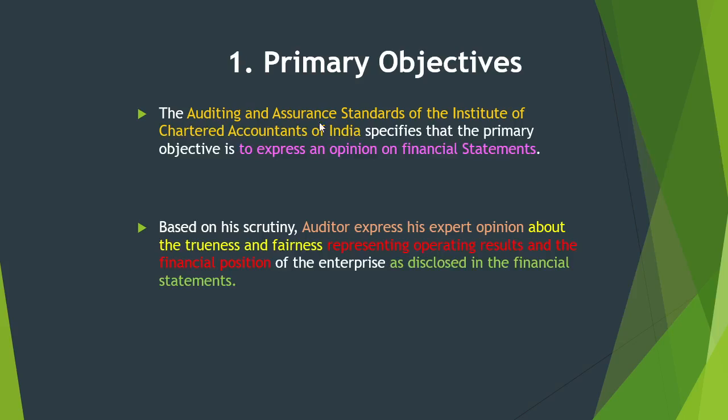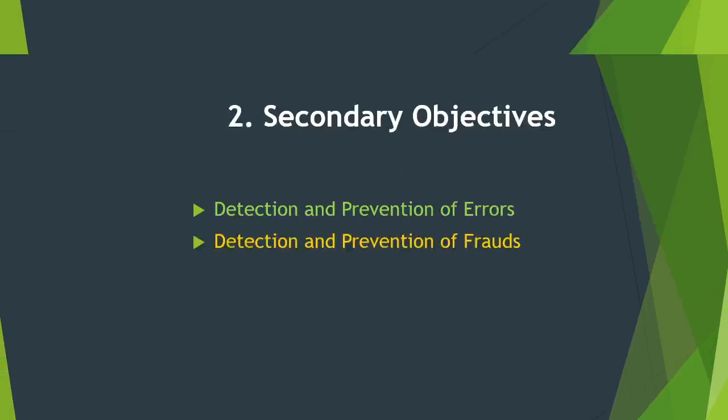So giving an opinion on financial statements is the basic function or basic objective of auditing. This opinion will be based on his verification of books of accounts, and in his opinion he is going to state whether the financial statements prepared by the company represent trueness as well as fairness. So it is the basic function or the primary objective of auditing.